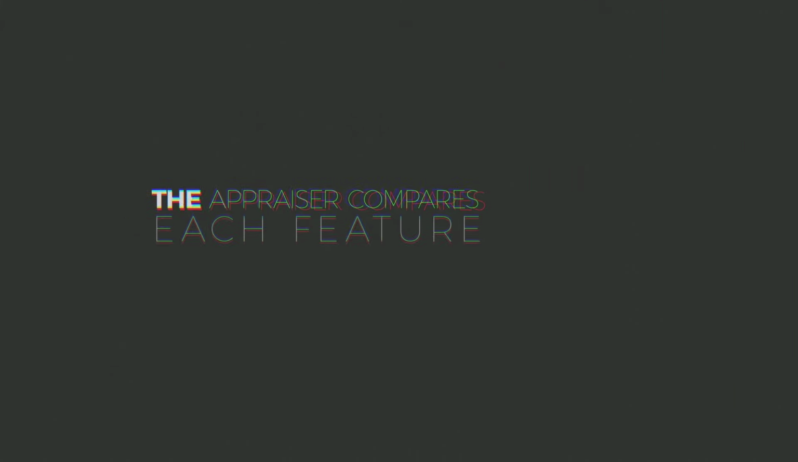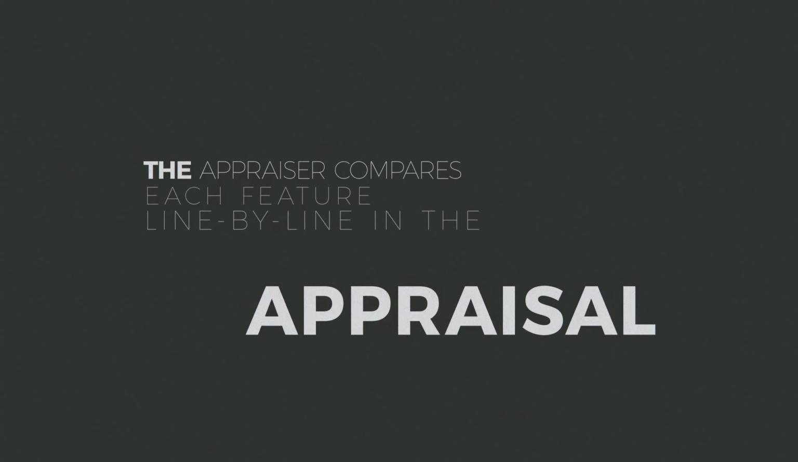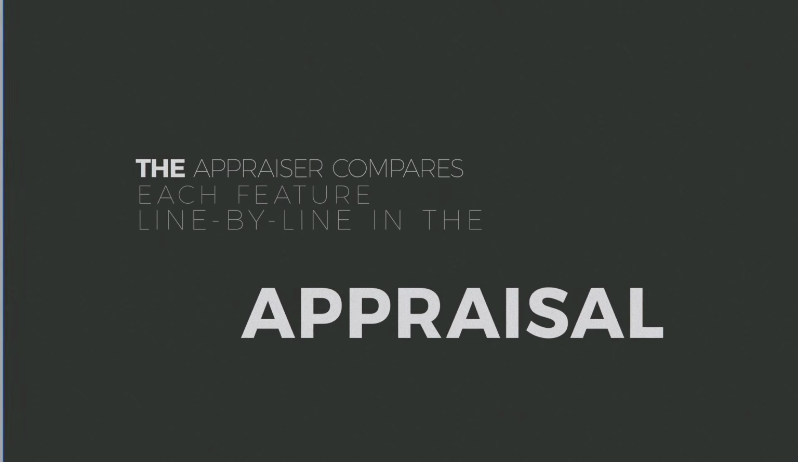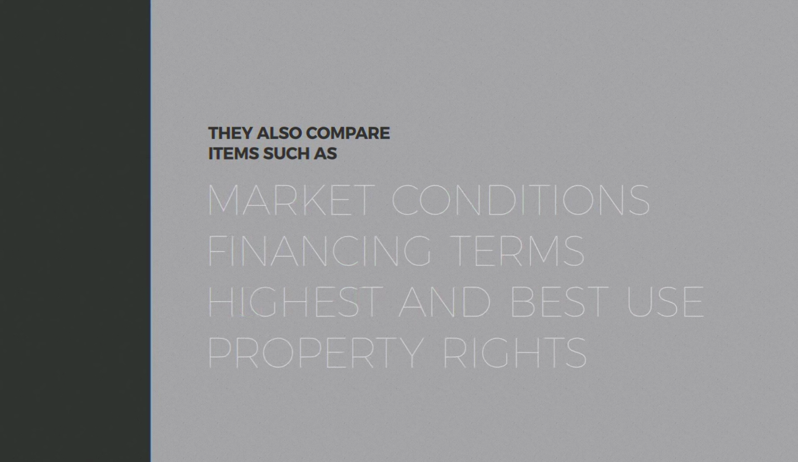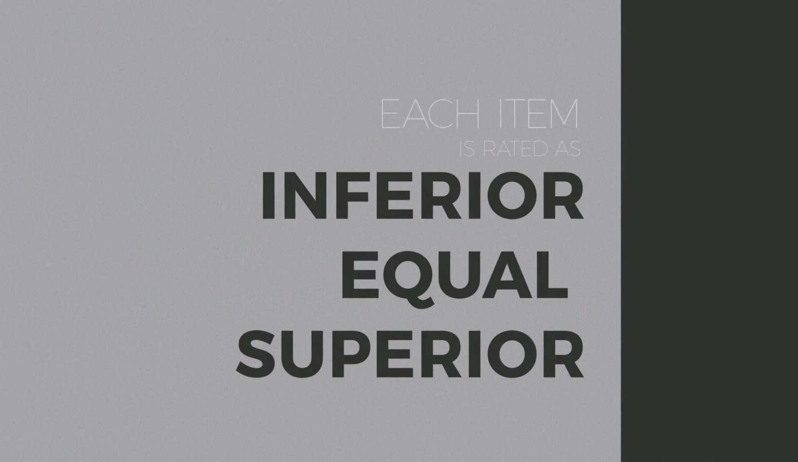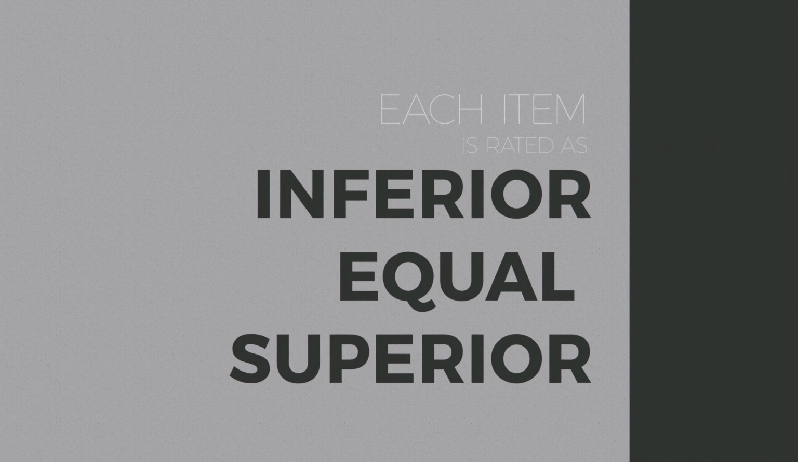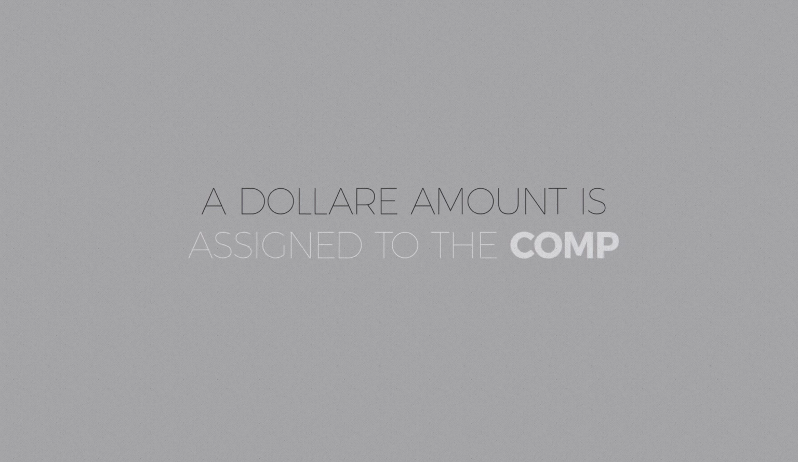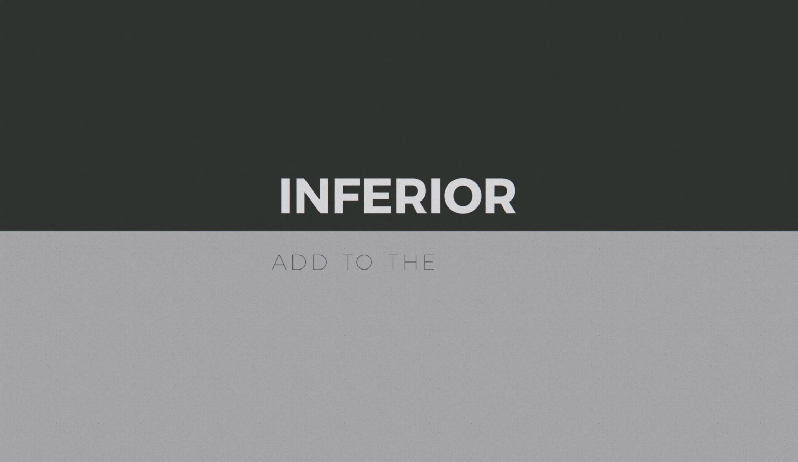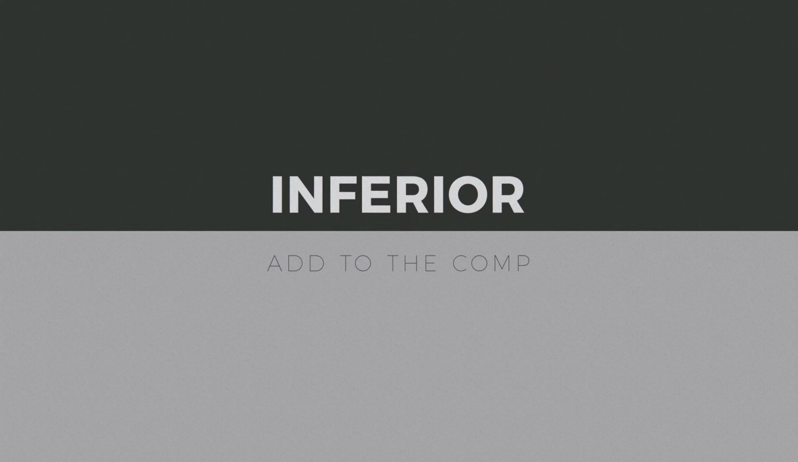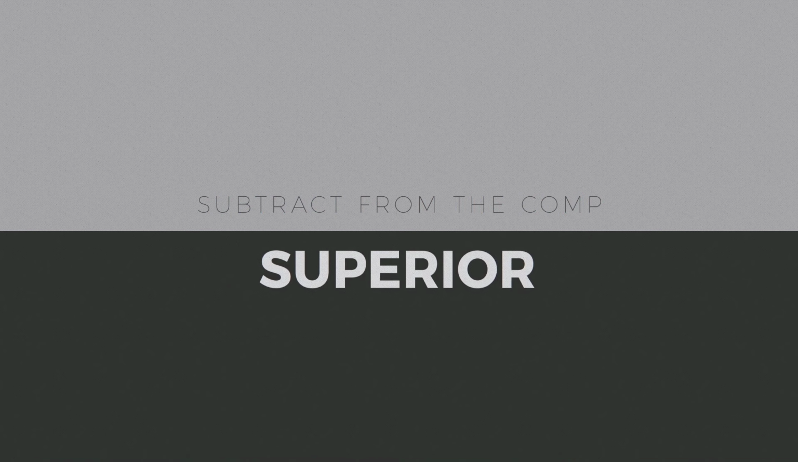The appraiser uses a form, or appraisal, to break down each feature of the comps and compare them against the subject, line by line. They will also review items such as market conditions, financing terms, highest and best use, and property rights. Each item of the comps will be reviewed as to whether it is inferior, equal, or superior to the subject property. A dollar value will be assigned to each line item, reflecting the cost to make that item equal to the subject. If the item in the comp is inferior to the subject property, add to the comp. If the item in the comp is superior to the subject property, subtract from the comp.